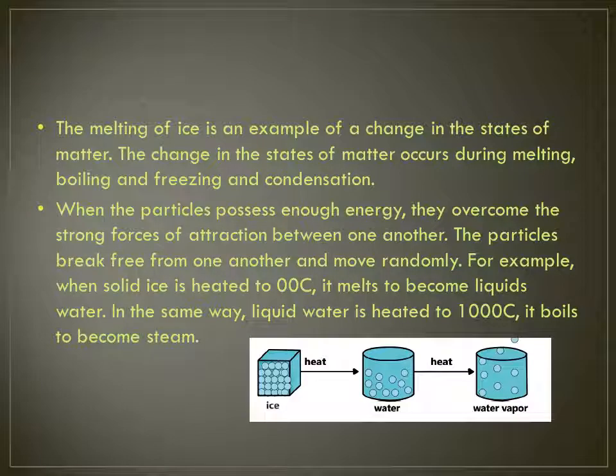The melting of ice is an example of a change in the states of matter. The change in the states of matter occurs during melting, boiling, freezing and condensation. When the particles possess enough energy, they overcome the strong forces of attraction between one another. The particles break free from one another and move randomly. For example, when solid ice is heated to 0 degrees Celsius, it melts to become liquid water. In the same way, when liquid water is heated to 100 degrees Celsius, it boils to become steam.